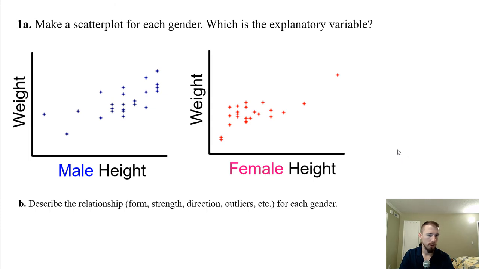Okay, so if we look at these, describe the form, which is the direction, strength, if there are any outliers or anything like that. So both of them look to be positive, so as they get taller, they weigh more. In general, they are both linear. This one looks like it might be curved, but this outlier can be changing that quite a bit as well. The strength, it looks like the female has a stronger association than the male, so we would expect to have a stronger correlation coefficient as well.